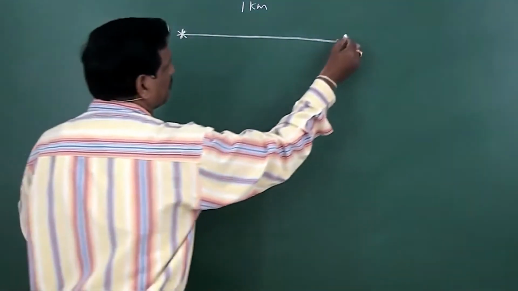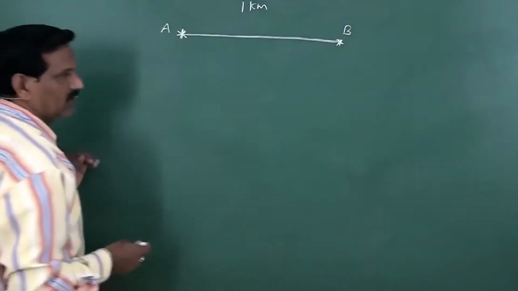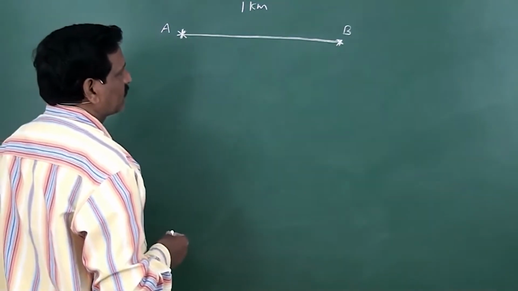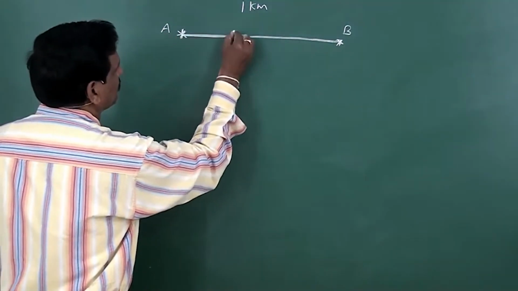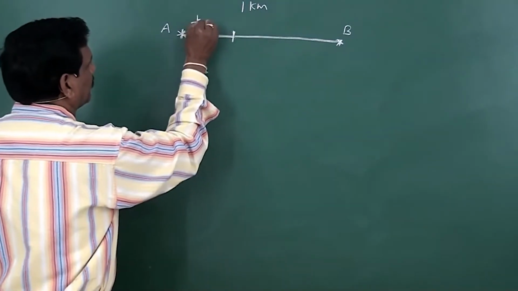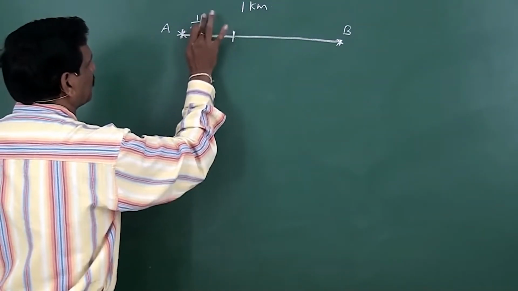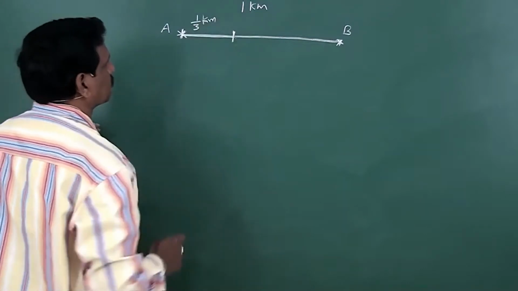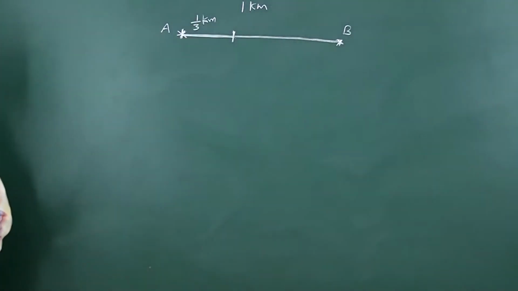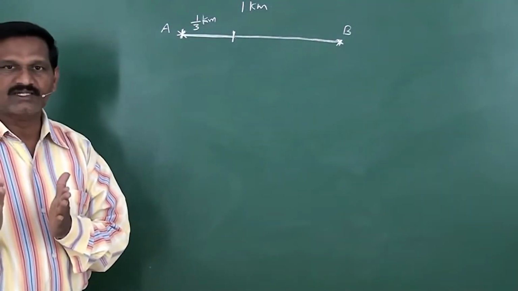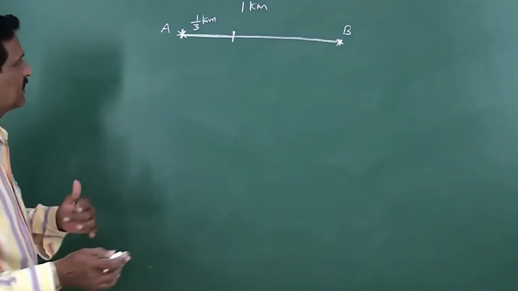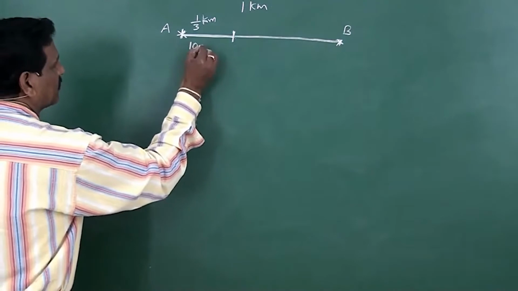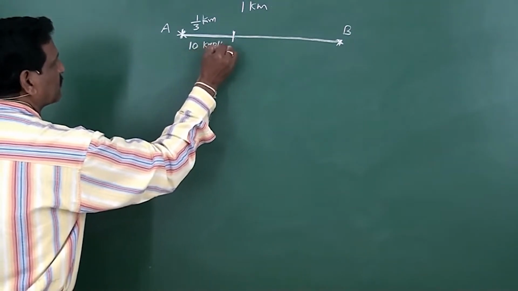Total distance to be 1 kilometer like this. And here first 1/3. This is first 1/3. That is 1/3 kilometer. This 1/3 kilometer, 1/3 distance, first 1/3 distance with a speed of 10 kmph. So here speed is 10 kmph.